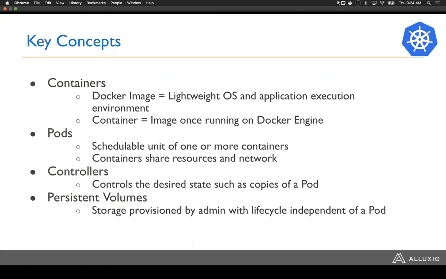Pods in Kubernetes are the basic schedulable unit. Multiple containers can be combined into the same pod, and this is something that we do for Alluxio as well. Controllers are a way to specify the desired state for pods, and Kubernetes ensures that regardless of the failure scenarios, the desired state of the pods is still maintained on the Kubernetes cluster. Persistent volumes, we already talked about this. So persistent volumes are used by Alluxio as well to store the journal or any state that should be maintained regardless of whether a pod is restarted or a pod fails.